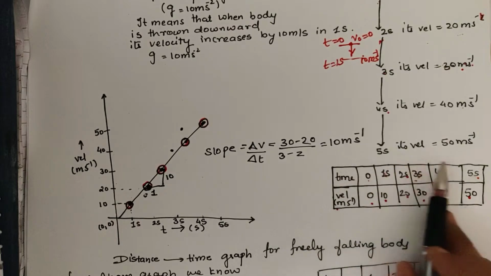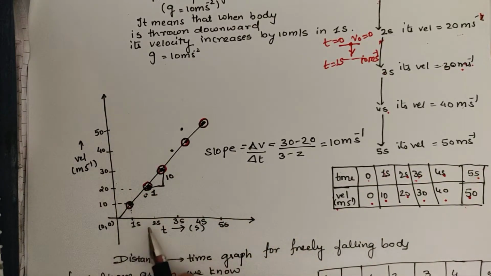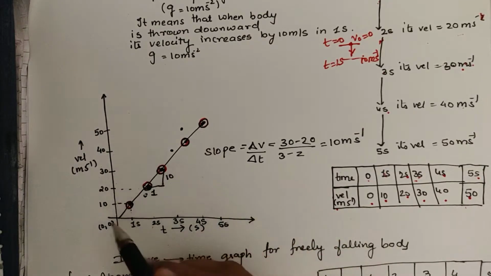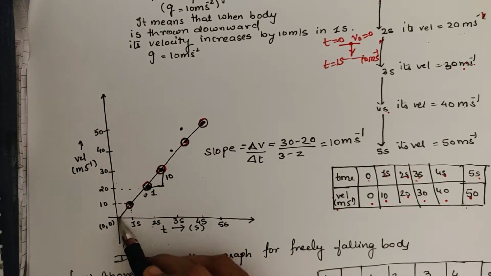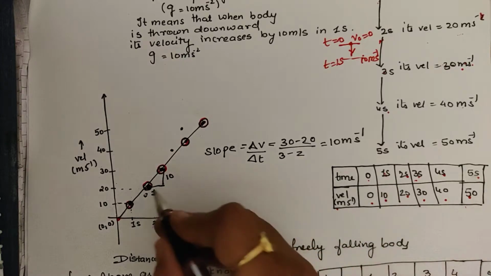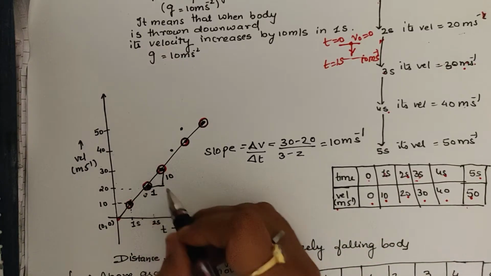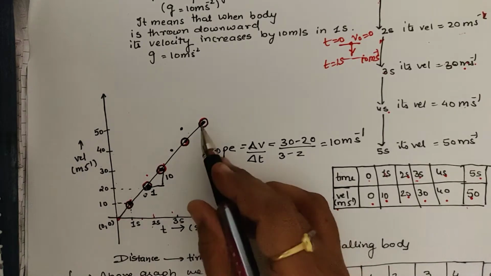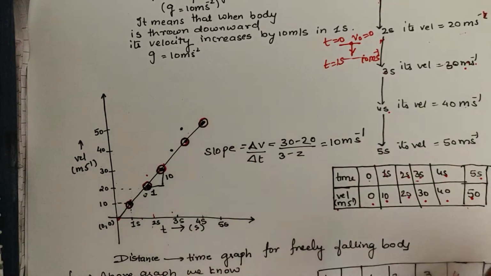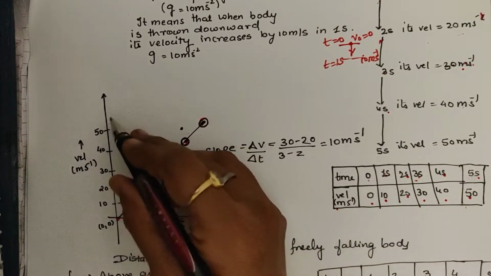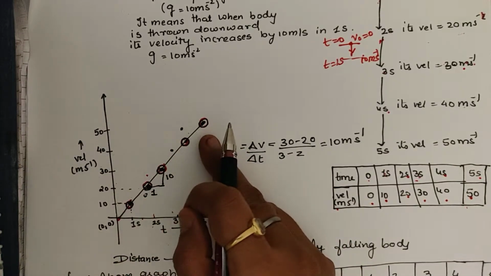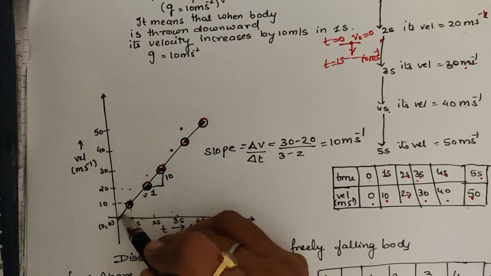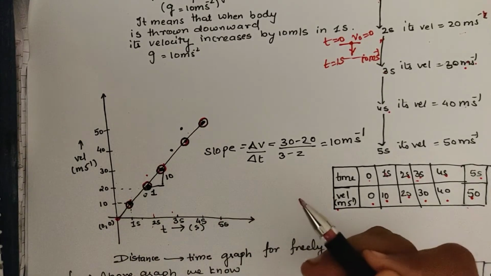So if we draw a graph of velocity versus time, you will get the uniform motion graph. You can see that at point 0,0, at 1 second it's 10, at 2 seconds it is 20, 3 seconds it is 30, 4 seconds it is 40, 5 seconds it is 50. So we'll get a uniform motion type of graph. It is a straight line passing through the origin.